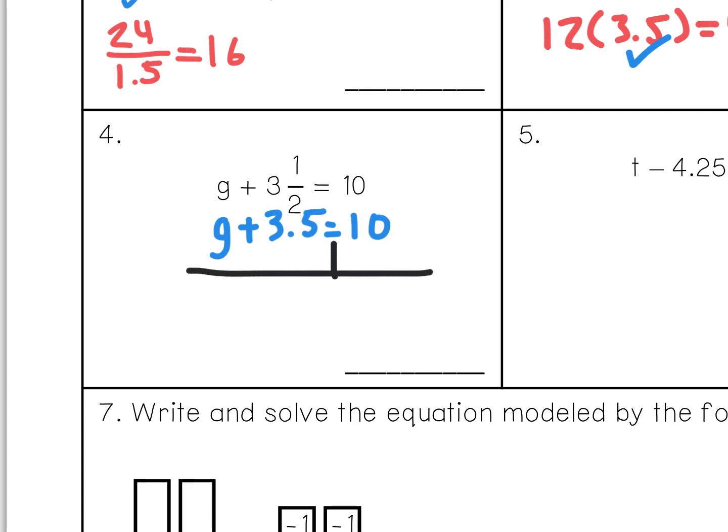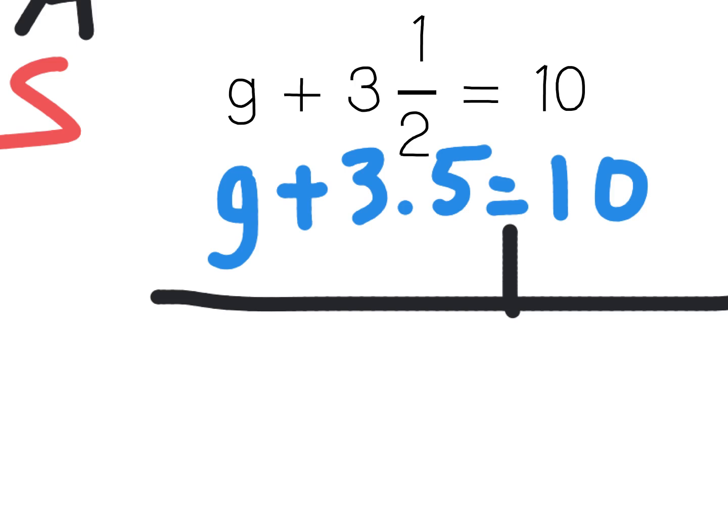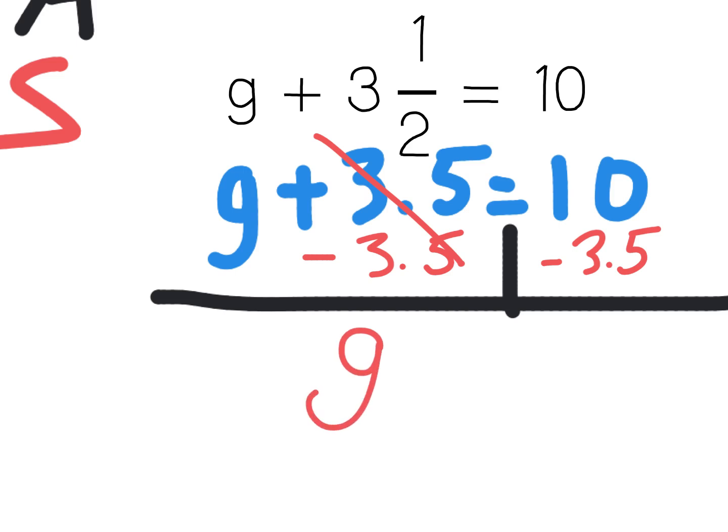Okay, now, how do I undo addition? Subtraction. I have to do subtraction. So if I want to get rid of plus 3.5, I have to take away 3.5. And in math, when I do things to one side, I have to make it balanced, so I still have to do it to the other side. So what is left on this side? Well, those canceled and become 0. So that's what's left. And what's 10 minus 3.5?